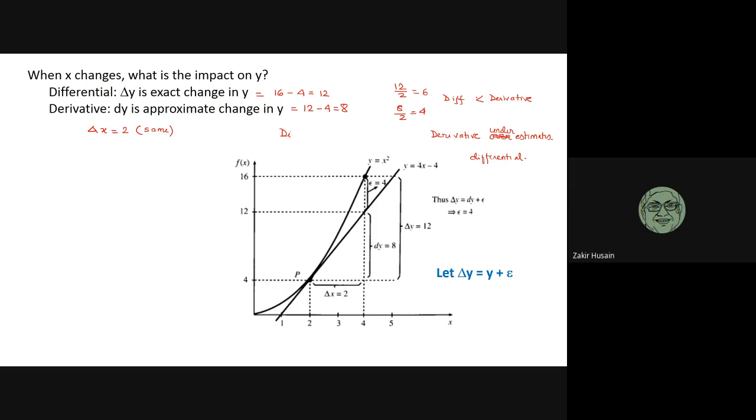Sir, can you just brief it a bit? I got confused. Sorry. See, over here we have changed x from 2 to 4. So what is del x? Del x is 2. So whether we use a tangent or we use the function, it is always 2.